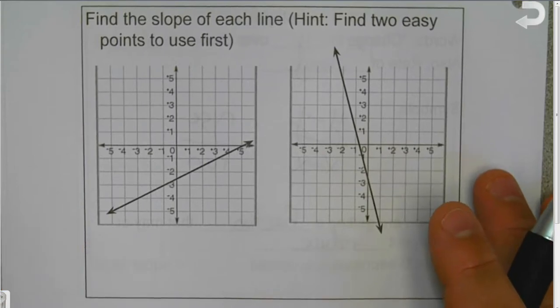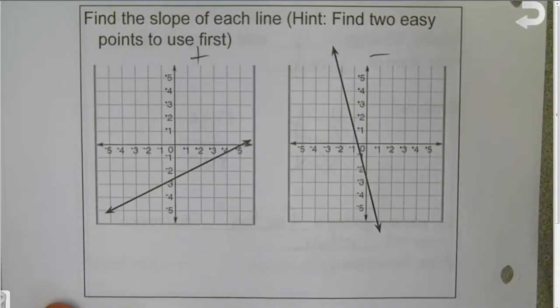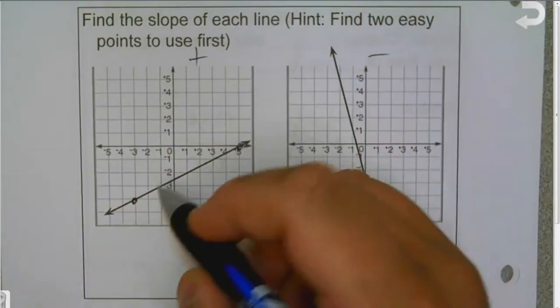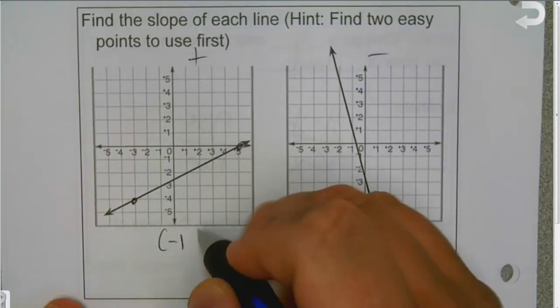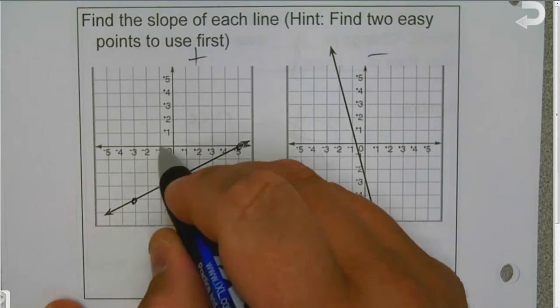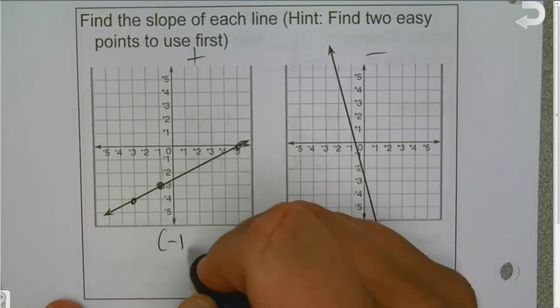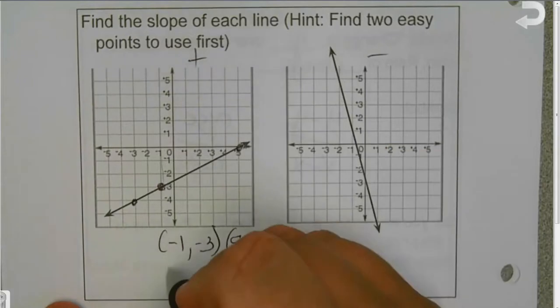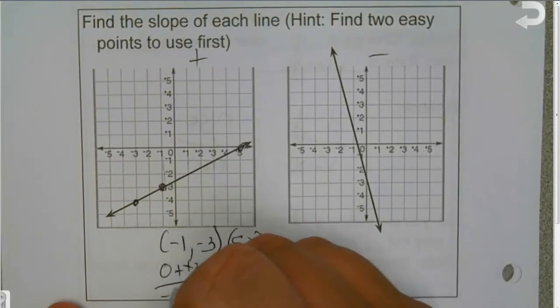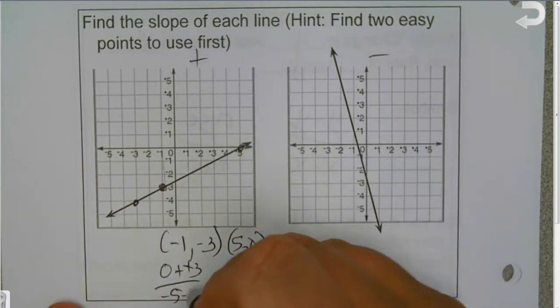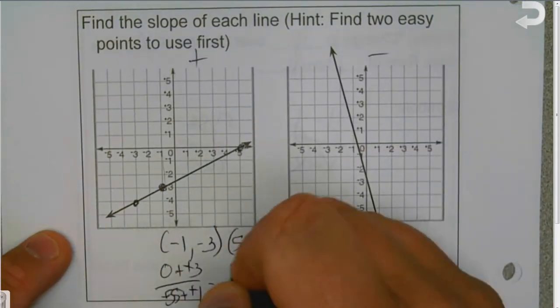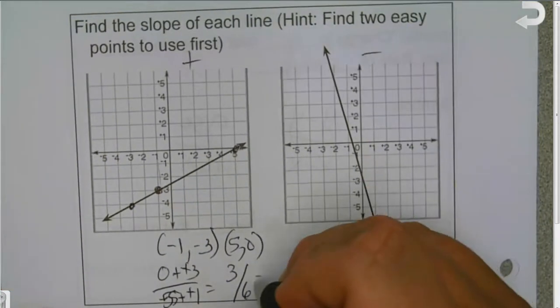You can also find slope given a graph. Remember, this is a positive slope, this is a negative slope, so when your answer is done, you should have positive or negative. The key is to find 2 points. So I found 2 points. I'm going to find this one actually: negative 1, negative 3, and 5, 0. And I could do the slope formula from there. 0 minus negative 3 over 5 minus negative 1. I get 3 over 6, which is equal to 1/2.